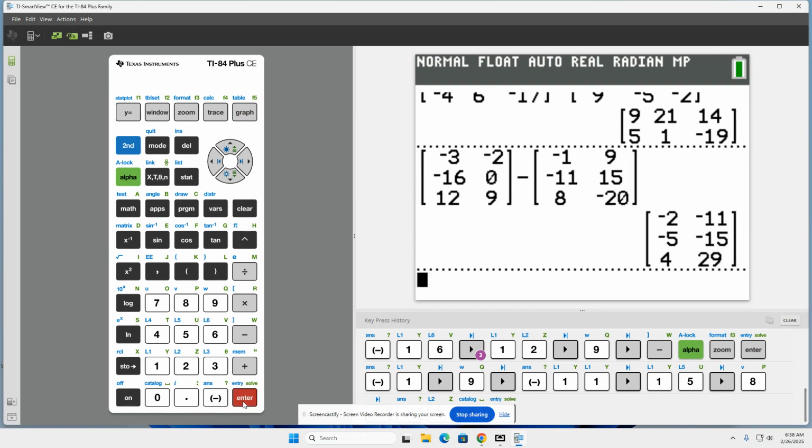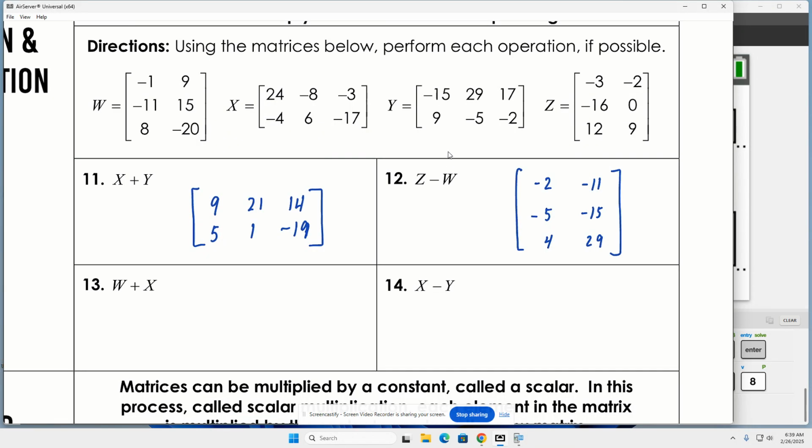But when it spits out your answer, you can go straight to your paper and you can write this matrix. -2, -11, -5, -15, and then 4 and 29. And there you have it. Matrix is done.